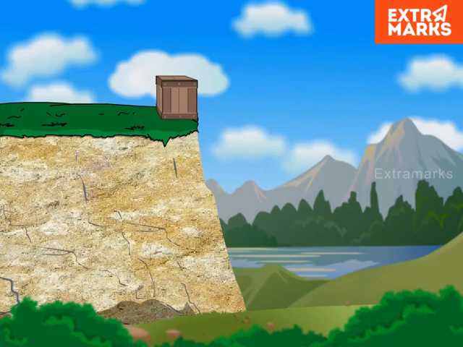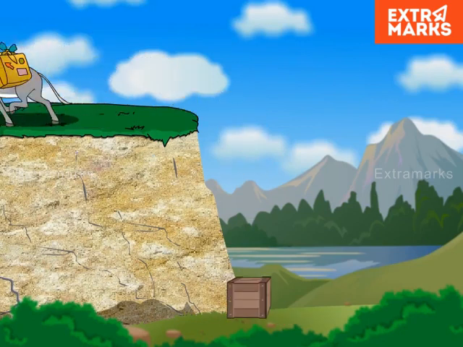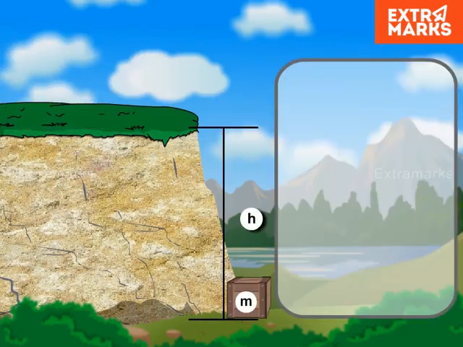As the horse kicks the block, the block falls down under the effect of gravity. The work done by the gravity on the block is equal to the product of mass of the block, force of gravity, and the height of the cliff from where the block fell down.